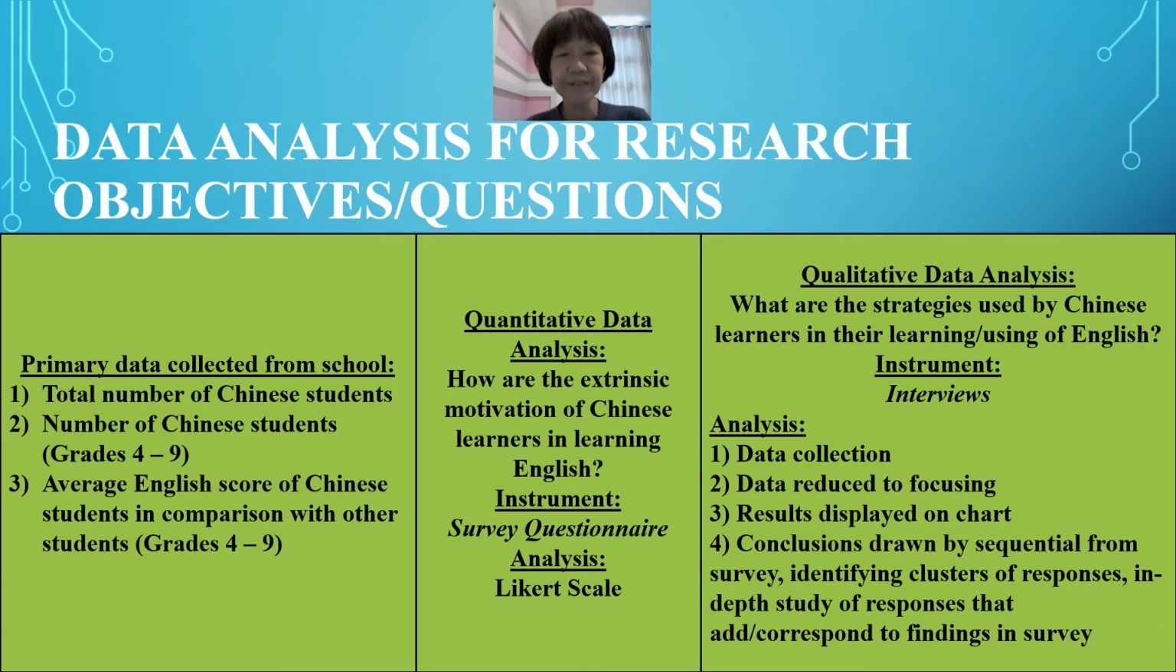First, the primary data collected from the school. This will be made up of the total number of Chinese students in the international school. Number 2, the number of Chinese students that are in grades 4 and 9. Number 3, the average English score of Chinese students in comparison with other students that are in grades 4 and 9. The quantitative data analysis will be on how are the extrinsic motivation of Chinese learners in learning English. The instrument will be through survey questionnaire and the analysis will be through Likert scale.